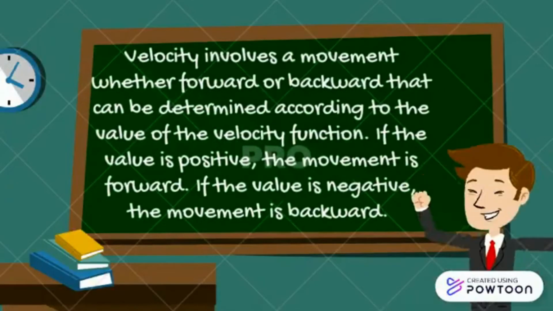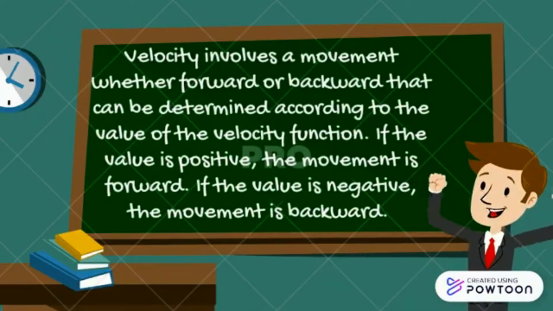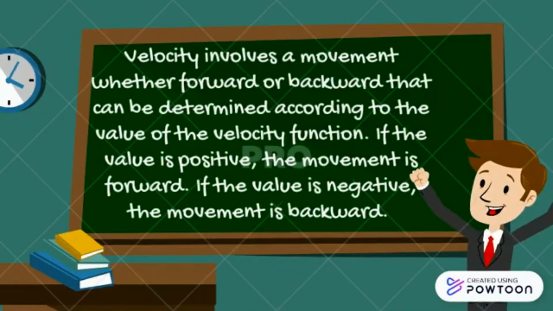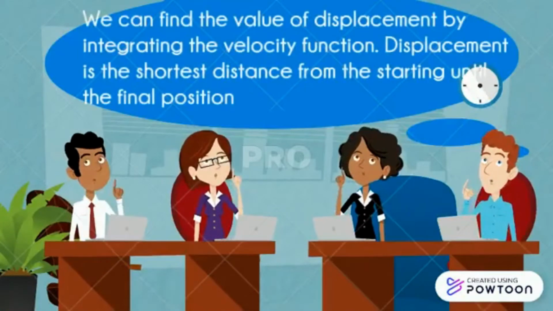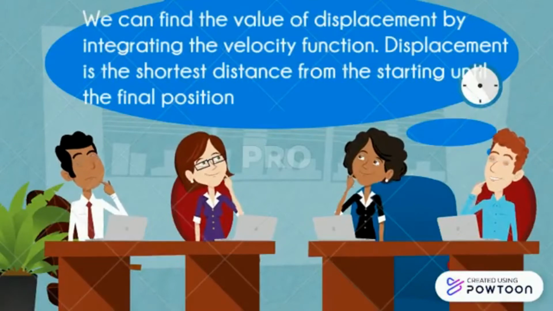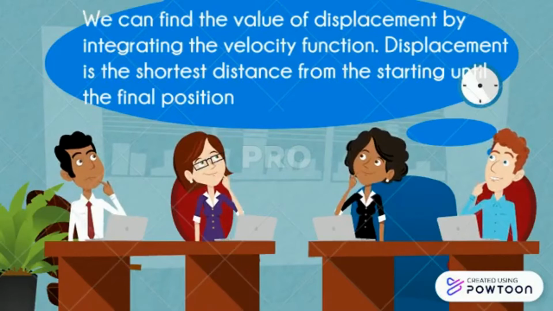Velocity involves a movement, whether forward or backward, that can be determined according to the value of the velocity function. If the value is positive, the movement is forward. If the value is negative, the movement is backward. We can find the value of displacement by integrating the velocity function. Displacement is the shortest distance from the starting until the final position.